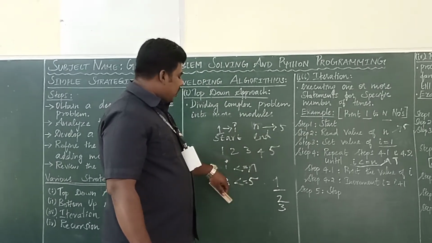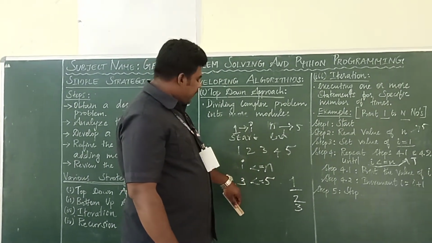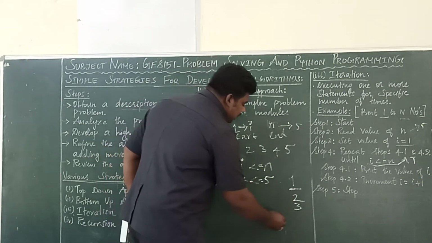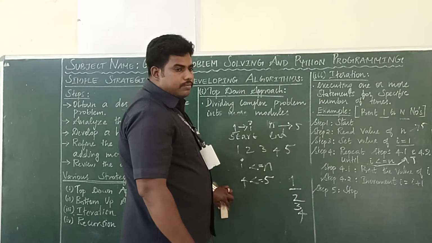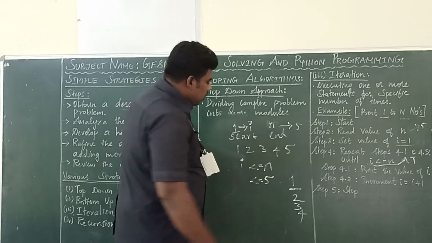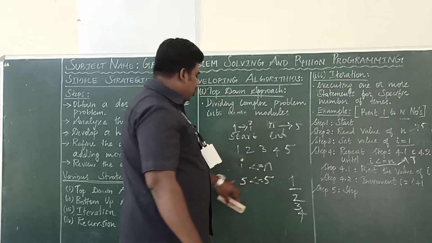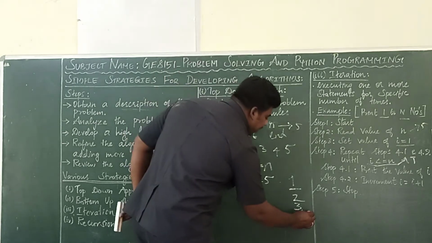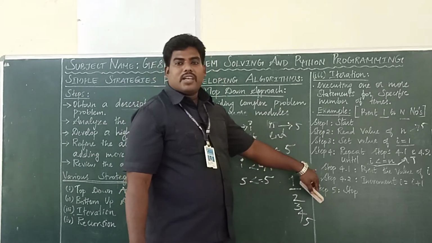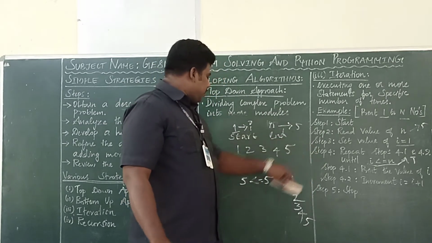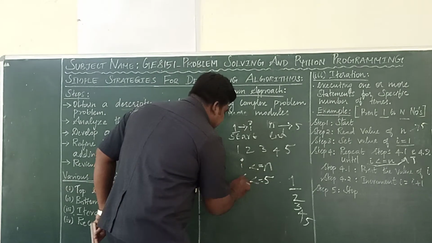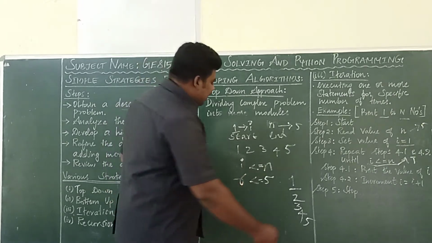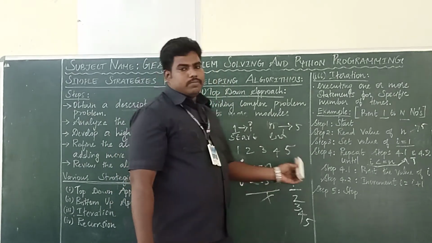Again increment. So what will happen here? The condition is true. So the I value is 4. So 4 less than 5, it will print 4. At last, again increment. So the I value becomes 5. So 5 less than or equal to 5. Condition is true. So it will print 5 also. What's the next step? Again increment. While incrementing, the I value reaches 6. Now what will happen? 6 less than or equal to 5. Condition is false. Once the condition is false, it will terminate the program.